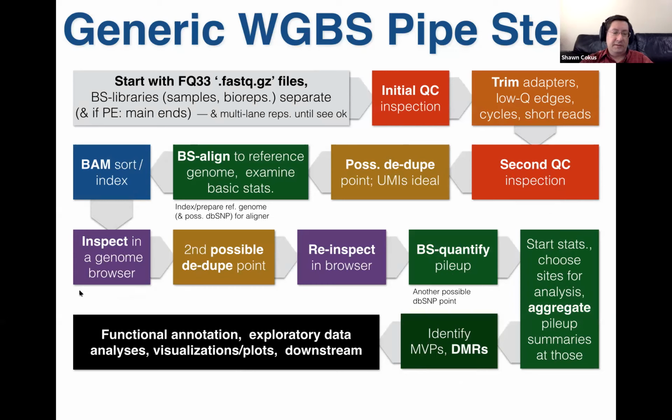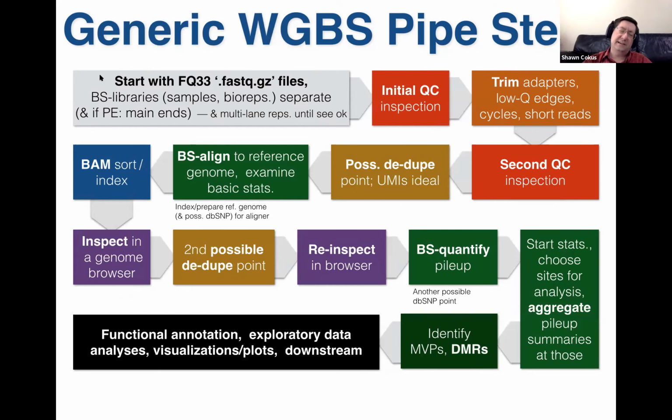So this is what a generic WGBS pipeline would look like. We're going to start with some FASTQ files, which are the individual reads. Generally, the sequencing cores these days will demultiplex for you if you demultiplex with any sort of normal strategy. And so you'll get one set of files per sample. Well, each lane has its own set of files.